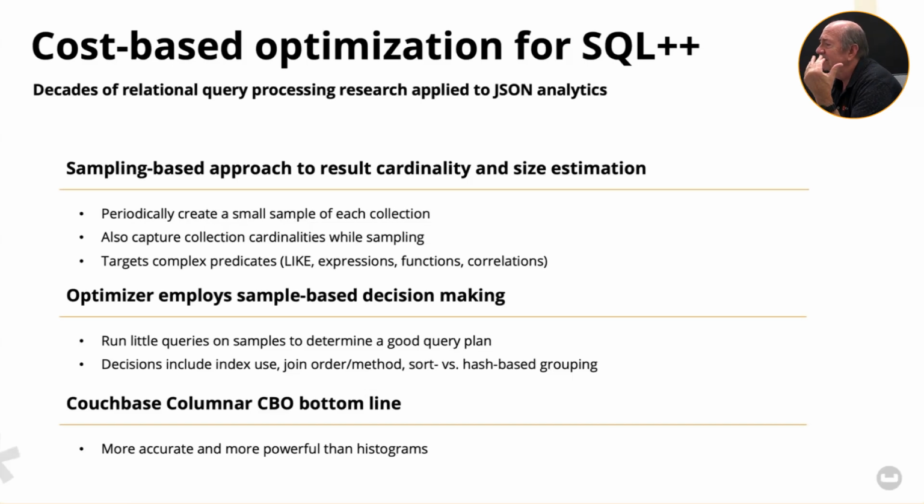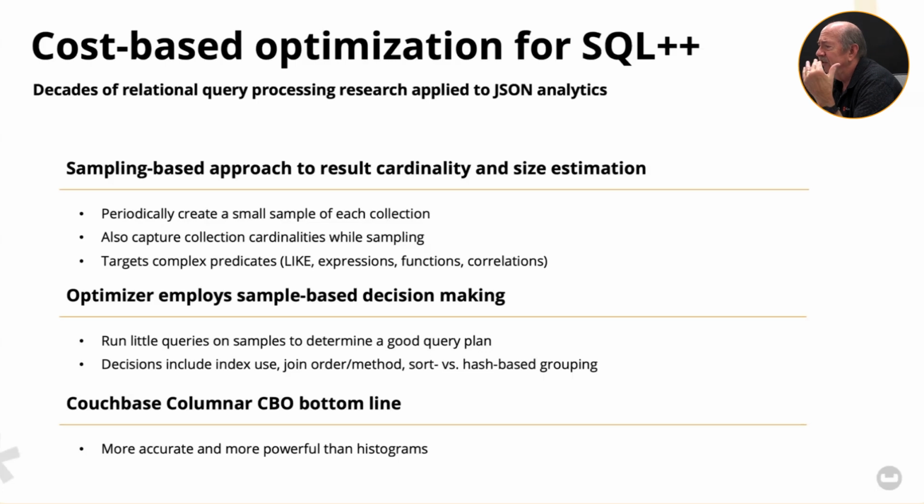And some of the things it's trying to decide is, should I use this index or not? Which order should I do my joins in? Hash join or nested loop join, how should I do the join? If I'm doing aggregation, should I use a sort-based or a hash-based approach? So these kinds of decisions need to be guided by cost estimates, which need cardinality information, which comes from this sampling technology under the hood.